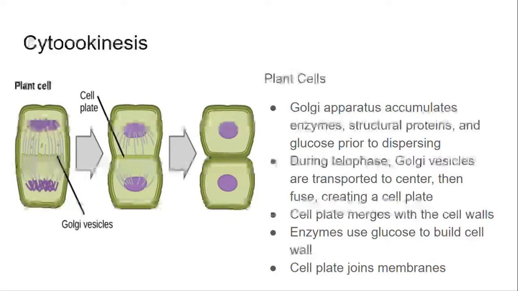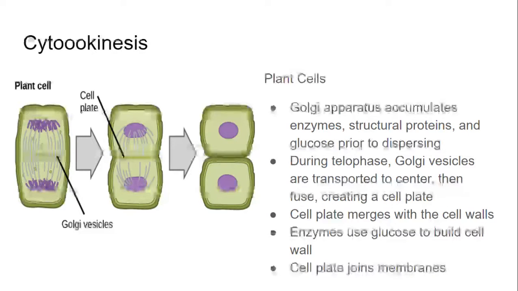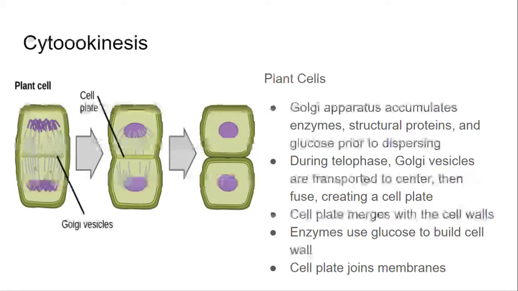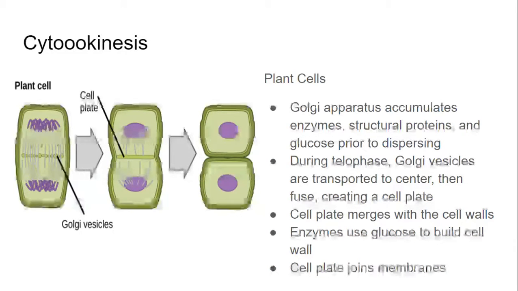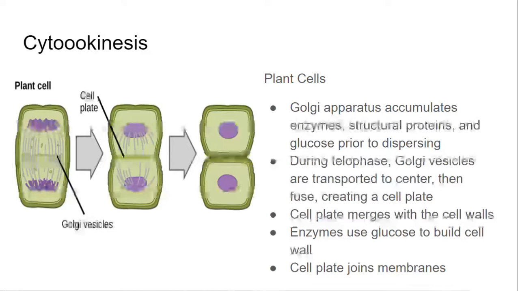Starting in interphase, the Golgi apparatus starts to accumulate enzymes, structural proteins, and glucose, and eventually during cell division, the Golgi apparatus will disperse into different vesicles and travel across the cell. During telophase, these vesicles are brought towards the center of the two dividing cells, and they eventually fuse together, creating something called a cell plate. The cell plate eventually becomes large enough to merge with the two cell walls on each side.